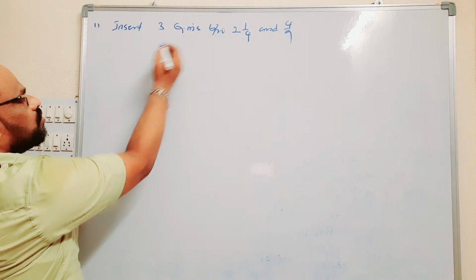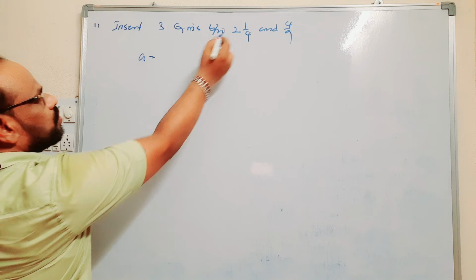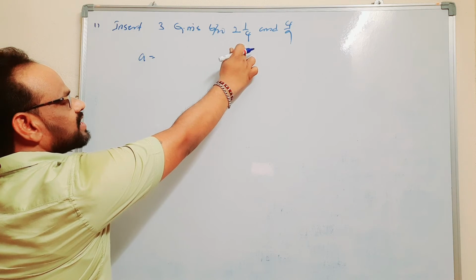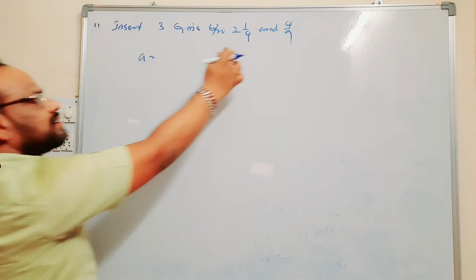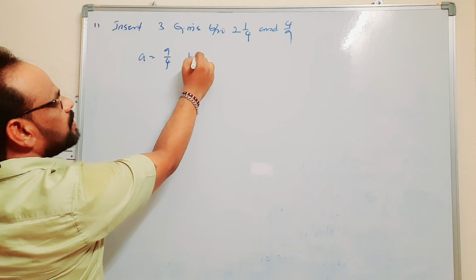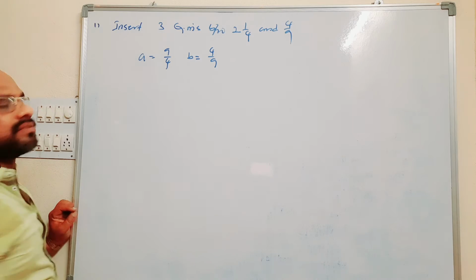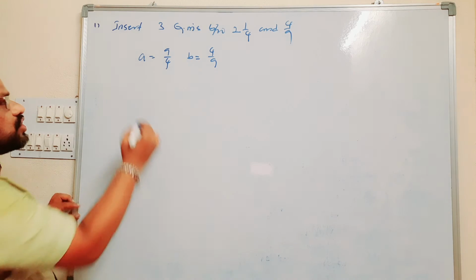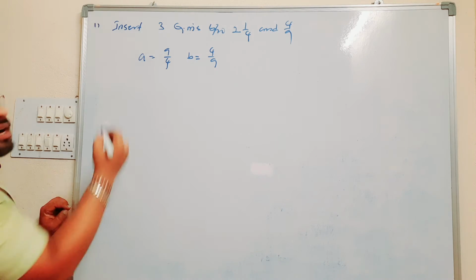Observe the two given numbers. A is equal to 2 and 1 by 4. This is a mixed fraction, converted into an improper fraction: 4 twos are 8, 8 plus 1 is 9 by 4. B is equal to 4 by 9. We want three geometric means.